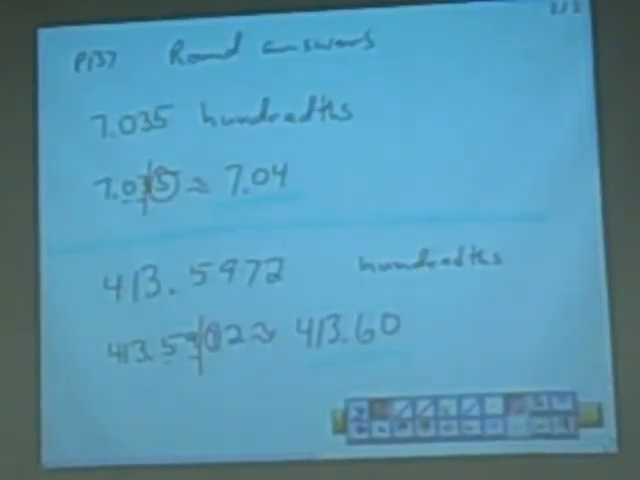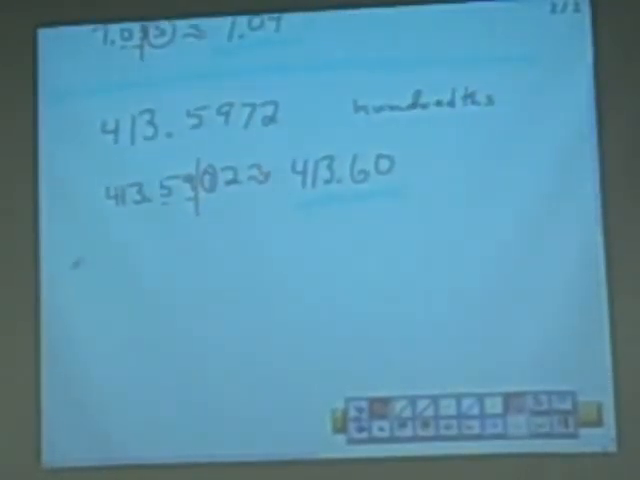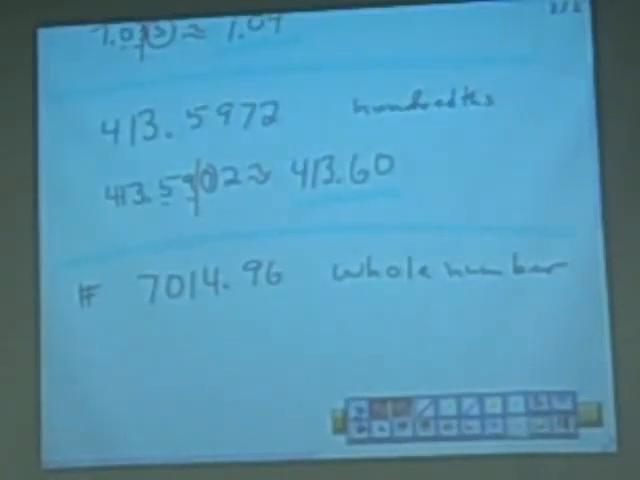Okay, questions with that? And one more for this group of problems. Let's say we have 7014.96. We want to round that to the nearest whole number. Okay? Well, where are we going to draw our line?